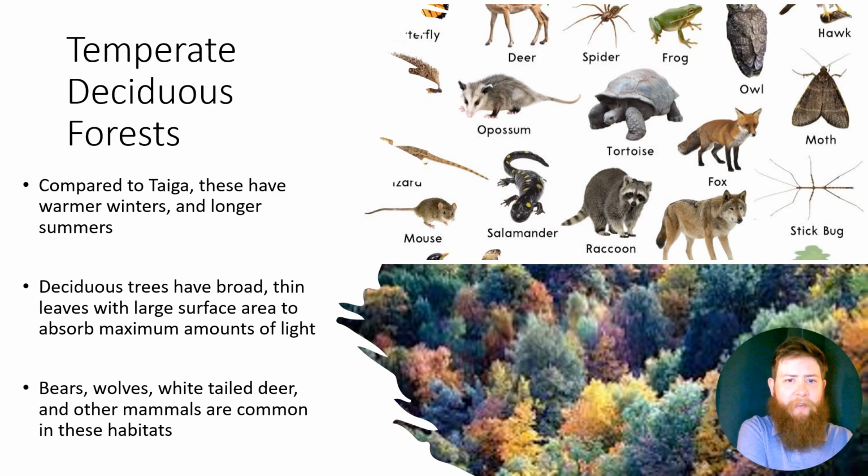We're going to talk about the temperate deciduous forest a little bit more specifically. Compared to taiga, these have warmer winters and longer summers. They have broad, thin leaves with large surface area to help them absorb the maximum amount of light. And inside of here we have bears, wolves, white-tailed deer, opossums, salamanders, tortoises, frogs. All of these kind of animals present.